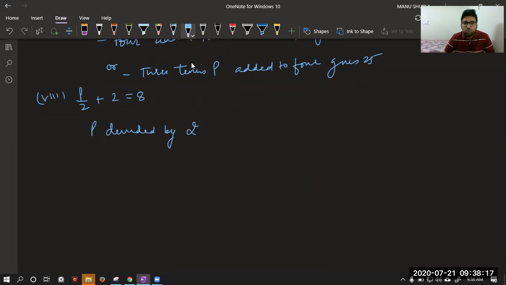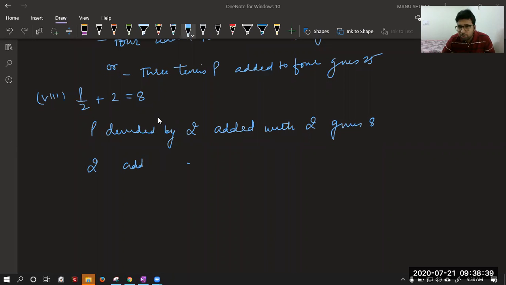P divided by 2 added with 2 gives 8, or 2 added in 1, what do you say, 1 upon half of p gives you 8. Like that you can add the statement. Okay, why are you exiting and coming back again and again? Yes beta, it is correct.